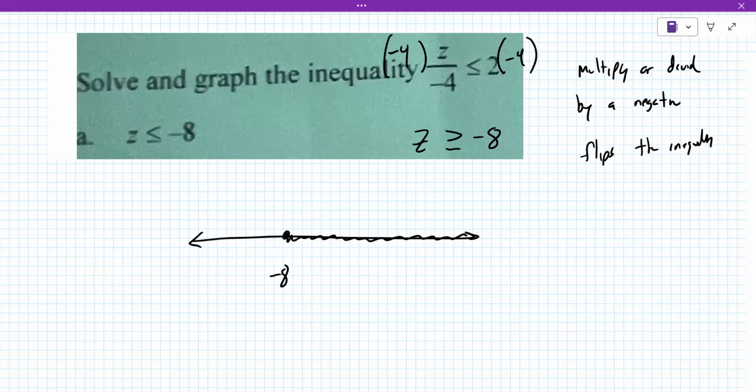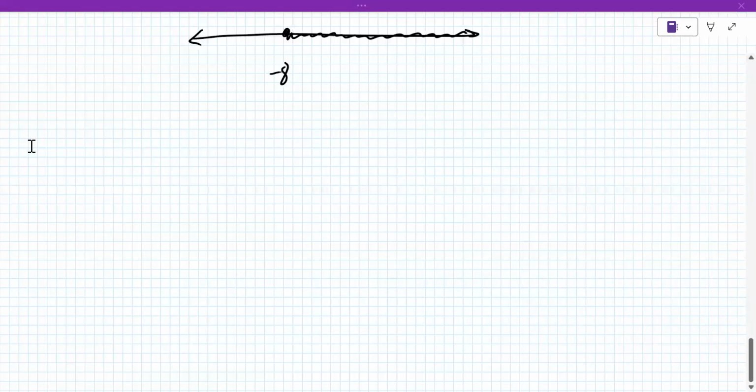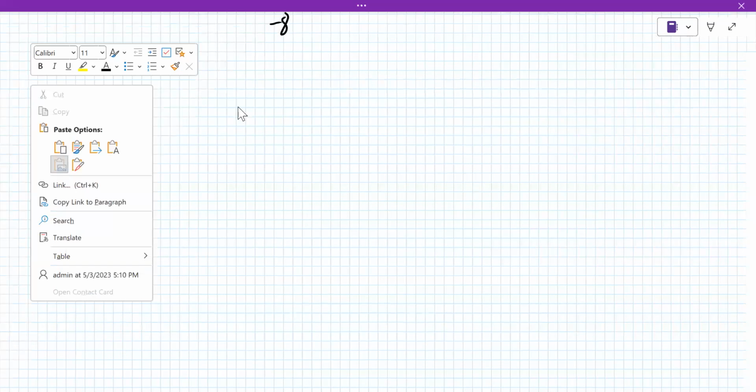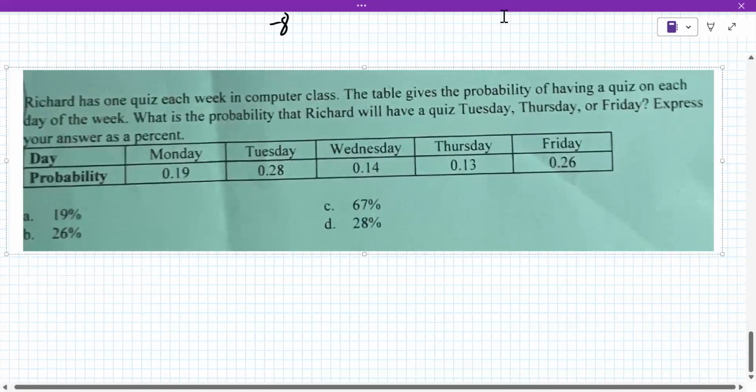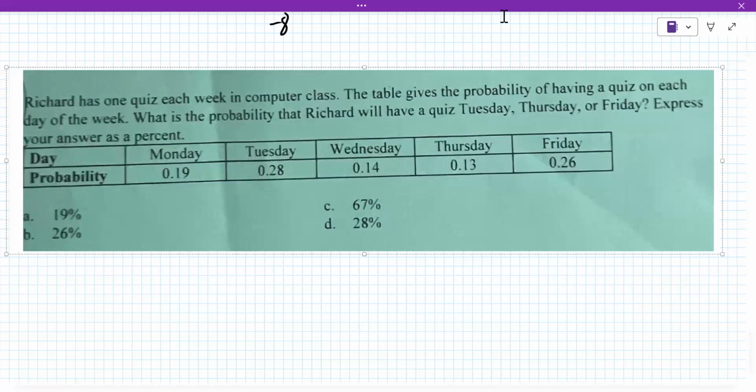All right. We go back to the previous problem with the table now, or do you want more inequality problems? I think I'm good with the inequalities for now. All right, let's take a look here. Richard has one quiz each week in a computer class. The table gives the probability of having a quiz on each day of the week.